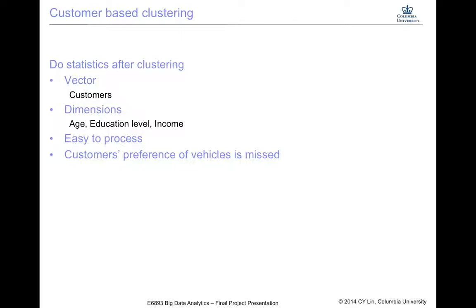This method can easily and successfully cluster customers, and this clustering result is only according to customers' age, income, and education level. However, customers' preference of vehicles is missed. For each customer, what car they own is also a characteristic that can affect the clustering result.